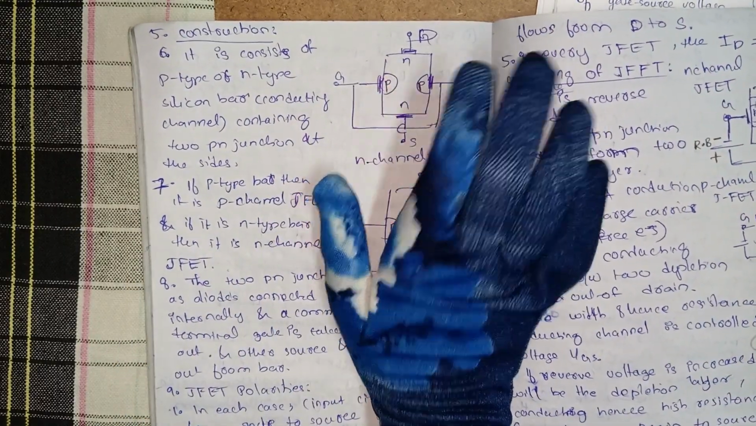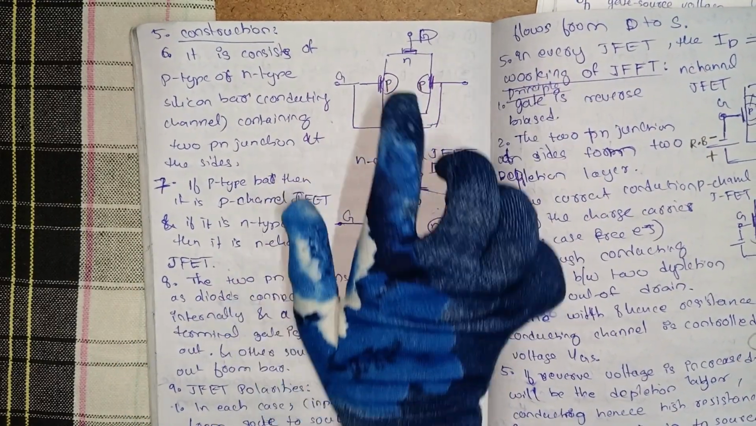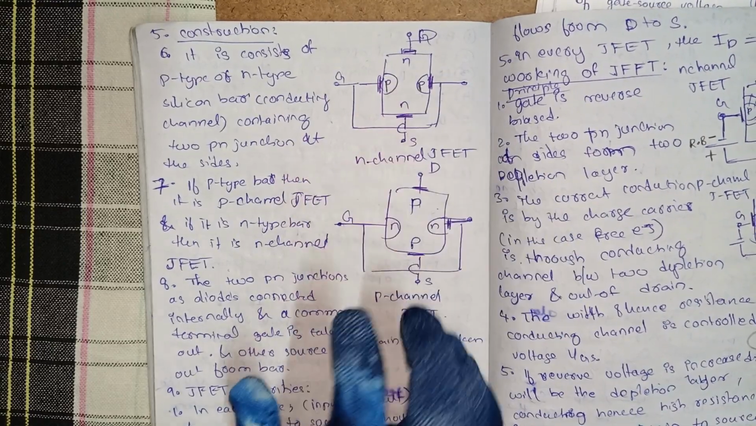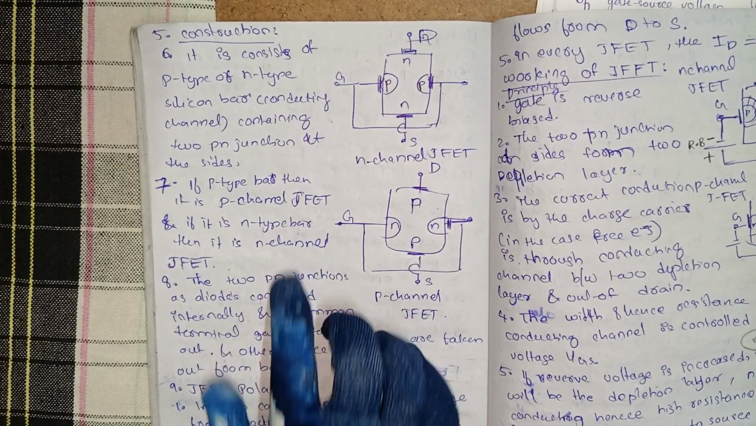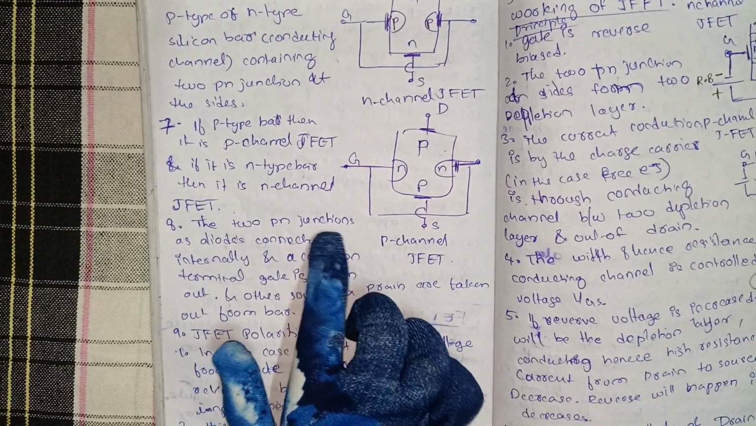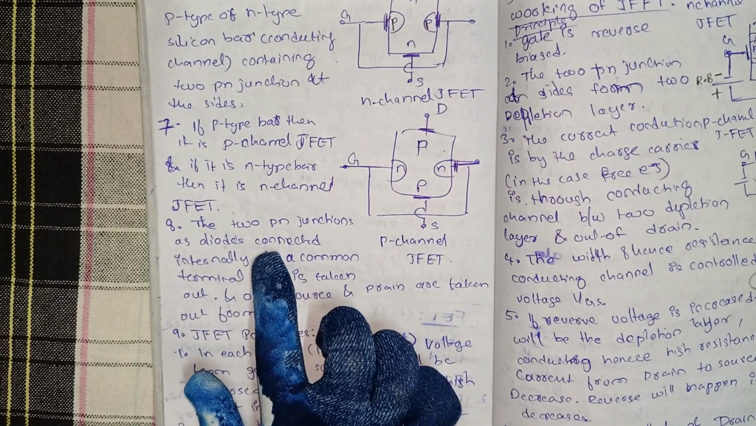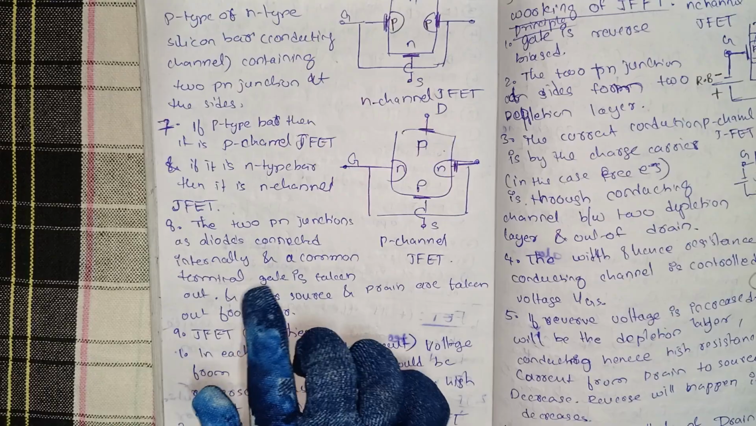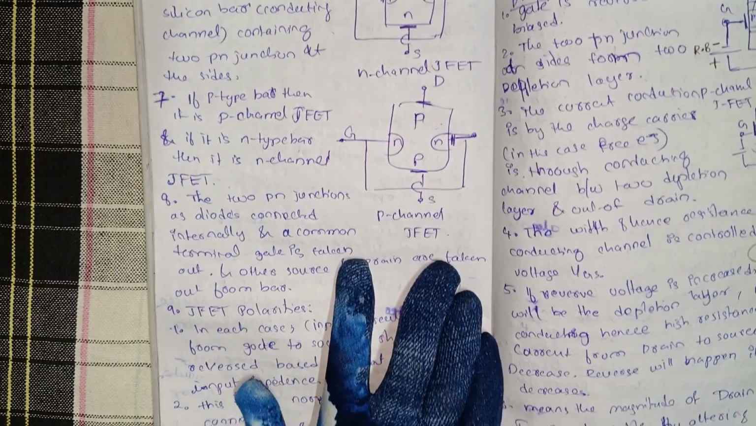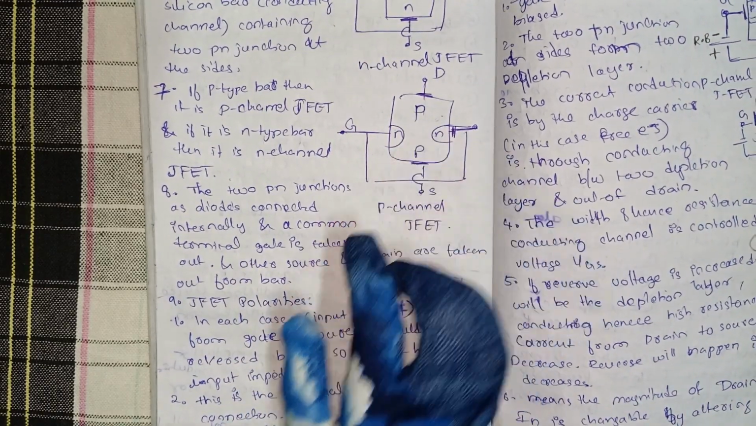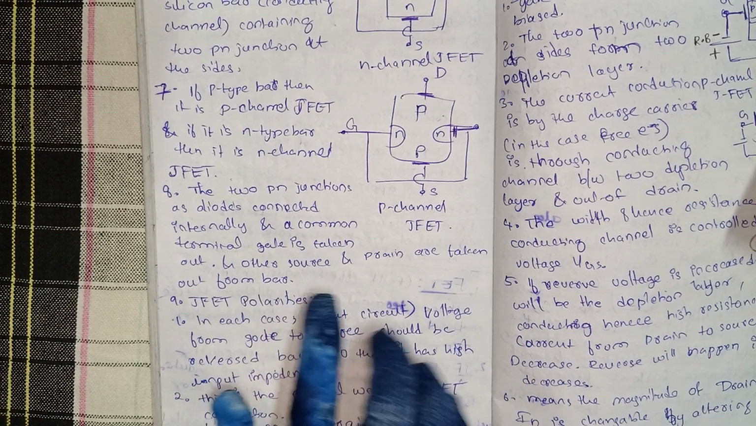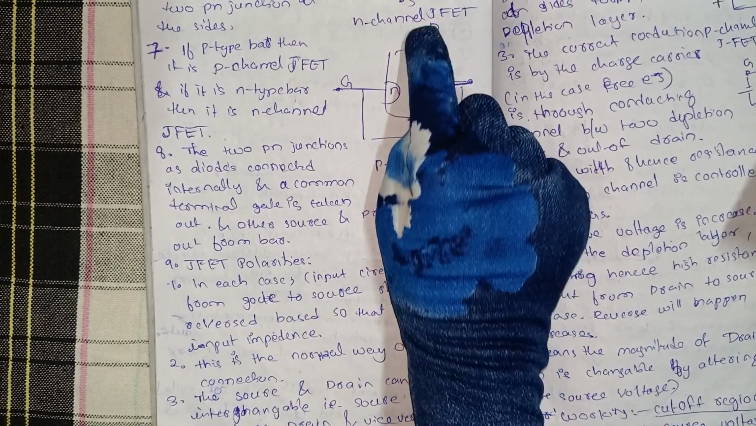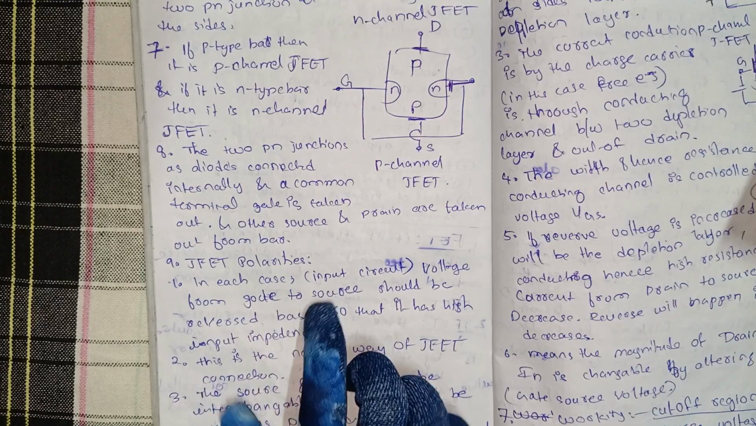It is also called the conducting channel. Two PN junctions are there. The two PN junctions act as diodes connected internally, and a common terminal, the gate, is taken out. Source and drain are taken from the bar.